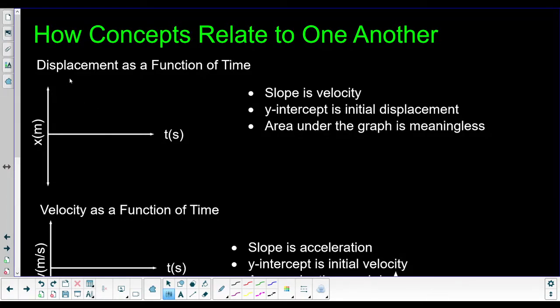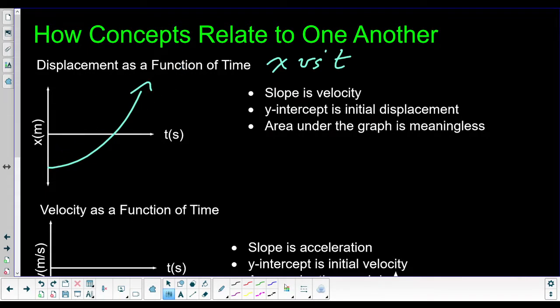So let's start with our displacement as a function of time graph, sometimes called x versus t. You might see it that way too. But displacement on the y-axis, time on the x-axis. So I'm going to just draw a generic position time graph. Here, we'll make it look like that. The numbers are not important.